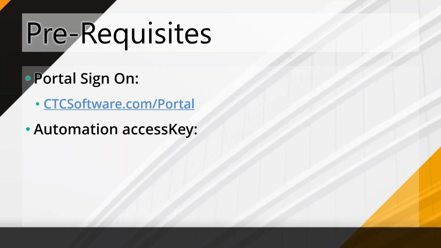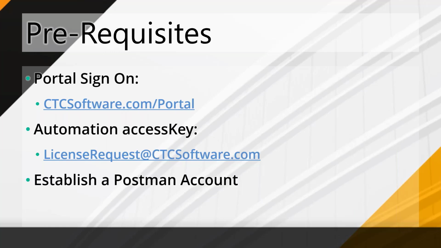Number 2, you need to have an automation access key. You can request that key from license request at ctcsoftware.com. If you have a CTC account, you can get this key. You can get it for both the automation aspect and for the reporting aspect. They are 2 separate keys by design, and today you're going to see a little bit of why that is super critical. You will also want to establish a Postman account, because it's easier to review this API and play with the data, understand how it's coming through and what you need to do to interact with it before you start coding.